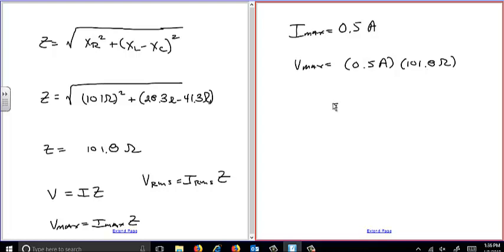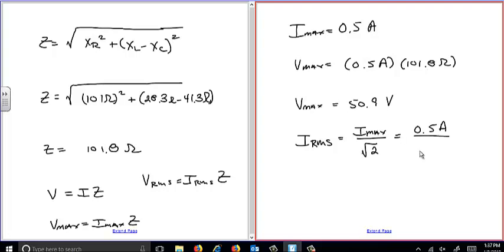So 101.8 times 0.5 is 50.9 volts. And then to find the RMS values, all you have to do is divide by the square root of 2. So you take the maximum, divide by the square root of 2. So we got 0.5 amps divided by the square root of 2, which is 1.414.